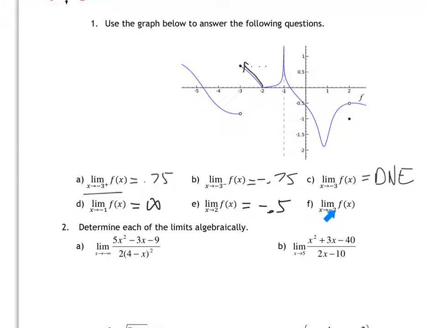Now as x goes to -2, from the right, it's going down to 0. From the left, it's going down to 0. So they're both going down to 0, even though they're going in a different kind of way. So since they're both going to the same place, the limit exists. Okay?